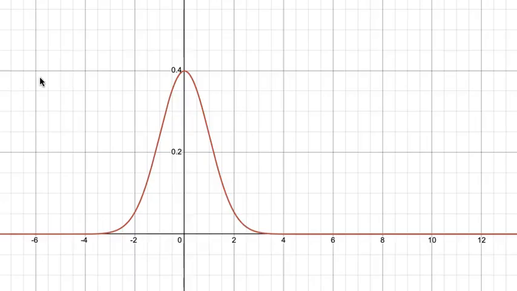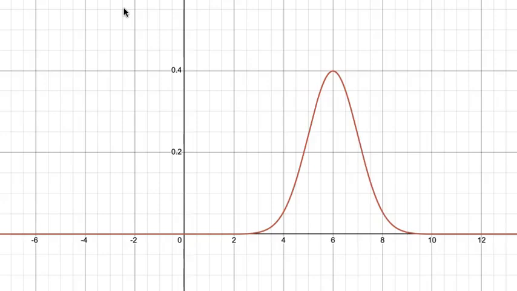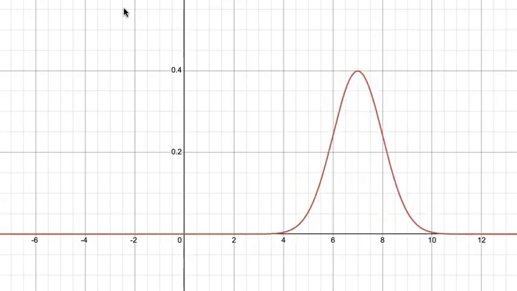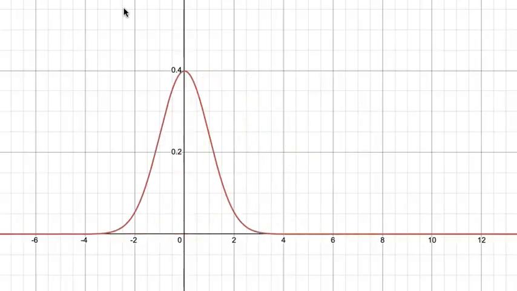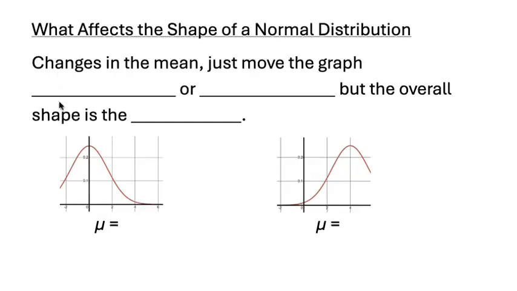I'm in the Desmos graphing calculator, and I will be changing the mean. So notice when I increase the mean, like I'm doing right now, the only thing that changes is that the graph is sliding to the right. Then as I decrease the mean, the graph moves to the left, but the shape of the graph is staying the same. So changes in the mean just move the graph left or right, but the overall shape is the same. The mean is in the middle, so in this case, the mean is 0. Now I've increased the mean to 4, and we notice that the normal curve has moved to the right.